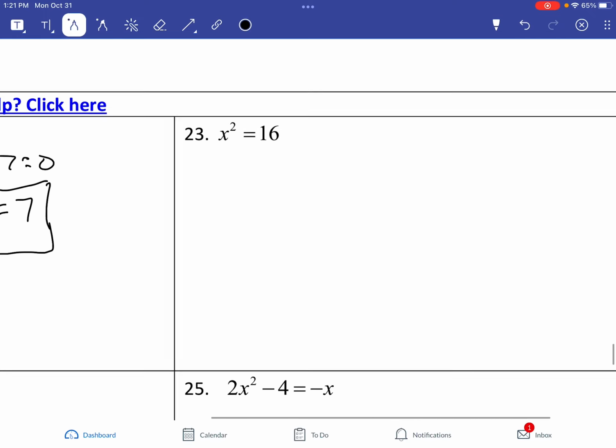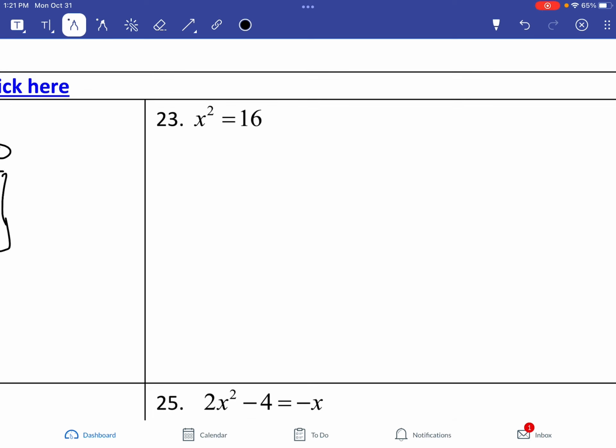Okay, for the next one, we did solving using square roots. So we're going to square root both sides. Those go away. You have x equals, oops.